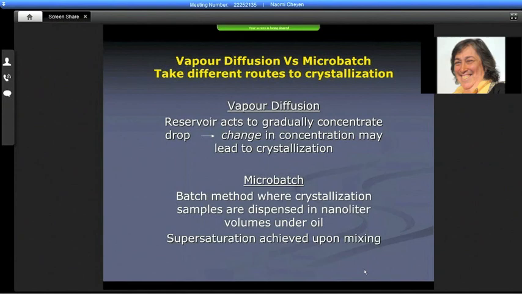Microbatch, on the other hand, is a more stable method. It's really the simplest method. And in the old days, people crystallized with batch, but of course with quantities of liters. In microbatch, the crystallization ingredients are dispensed, of course, in nanoliter volumes under oil, and the supersaturation is achieved upon mixing. So you really make the drop, put it under oil, and put it away to bake.